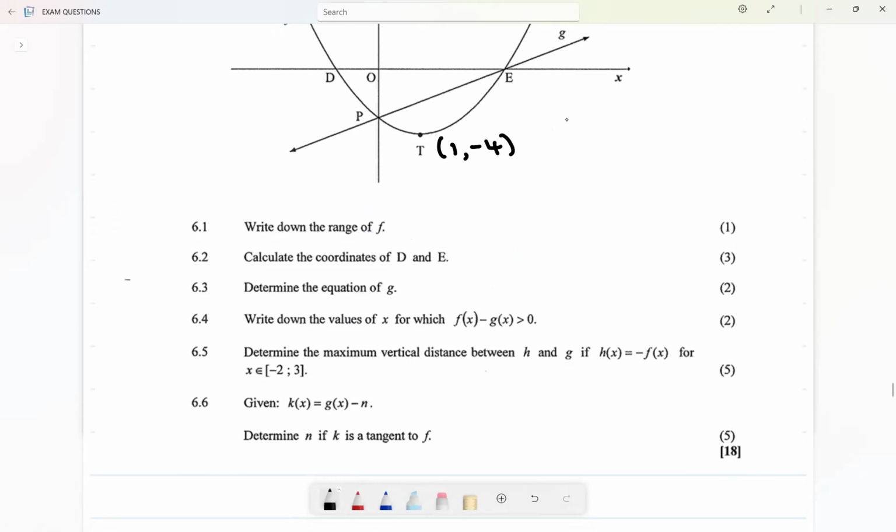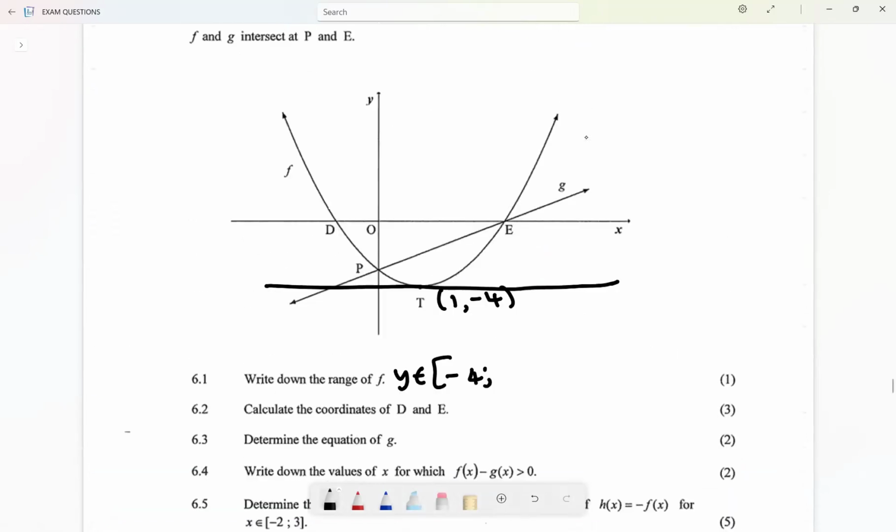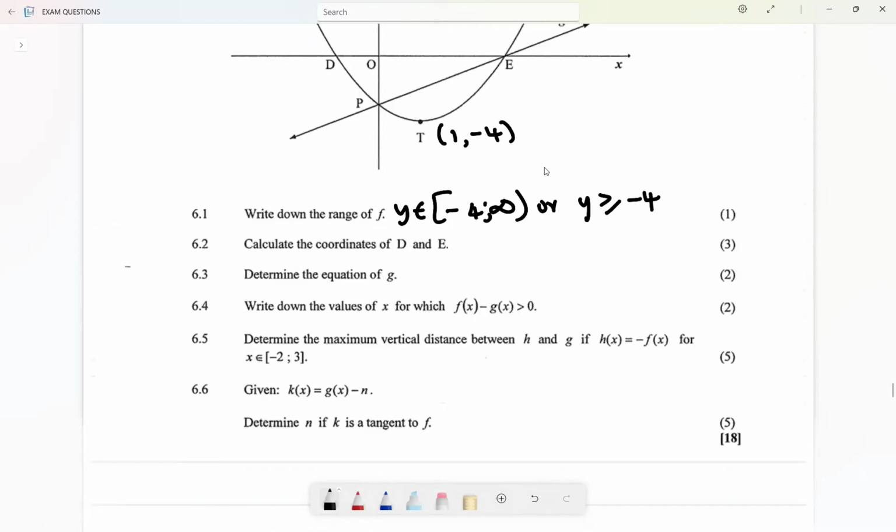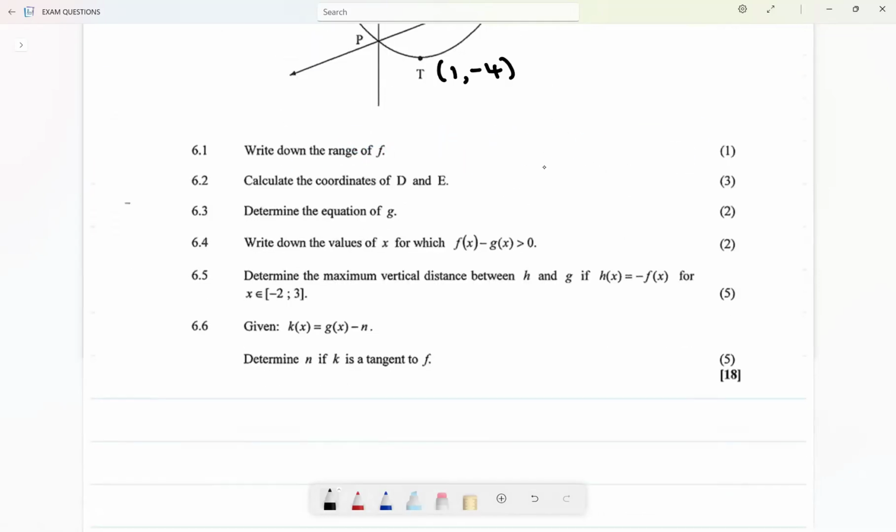What is the range of f? The range of f is y is an element of... My graph starts at -4 and goes all the way above to infinity. Or you can say y is greater than or equal to -4, however you want to answer it. One mark, that was easy.